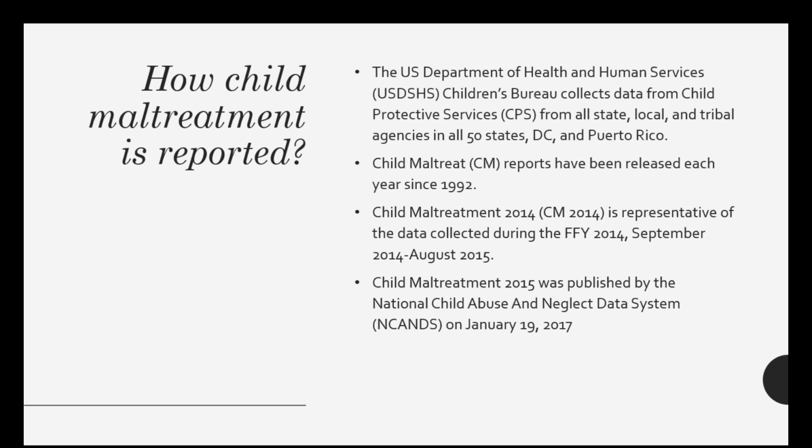So it all goes from the CPS from all the different areas into NCANS, and then at the end of the year they take everything out of NCANS and they compile it, they analyze it, and they create the Child Maltreatment Report, which is published in January of every year for the previous federal fiscal year. So our 2015 report, the one that starts with the 2015 data and ends in 2016, is published. It was published on January 19th of this year.